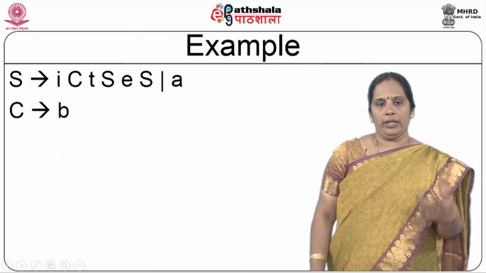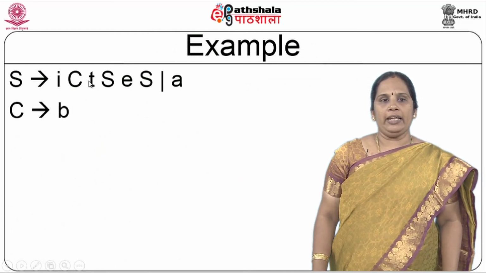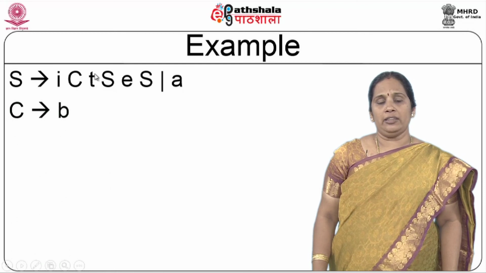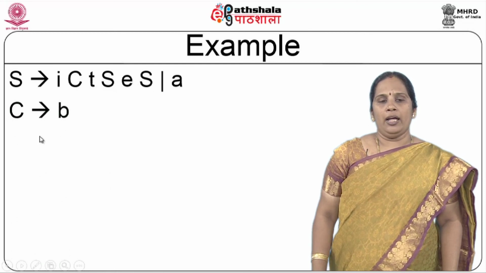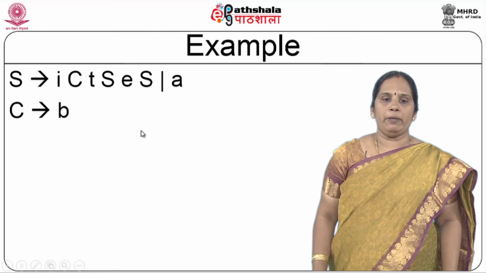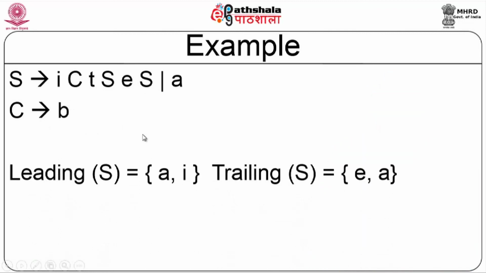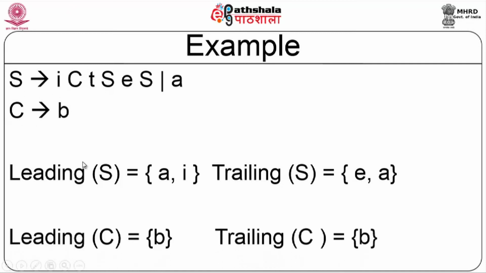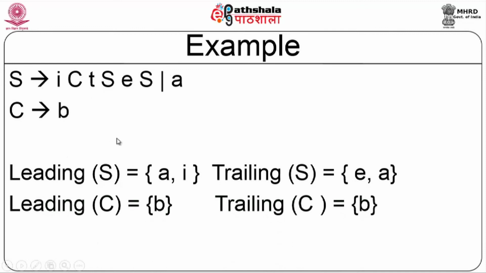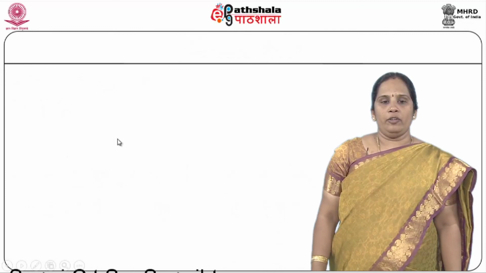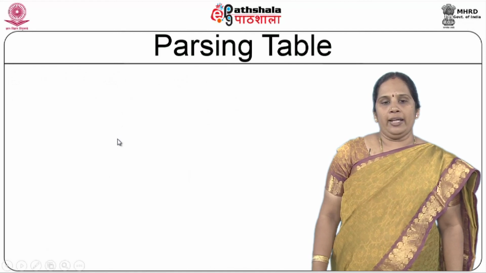I have one more example here: S produces i C t S e S or a, and C produces b. This grammar can be parsed using an operator precedence parser. I am computing leading of S and trailing of S. Leading of S is i, a; trailing of S is e, a; and leading of C is b, trailing of C is also b. Based on this, you can construct the parsing table.